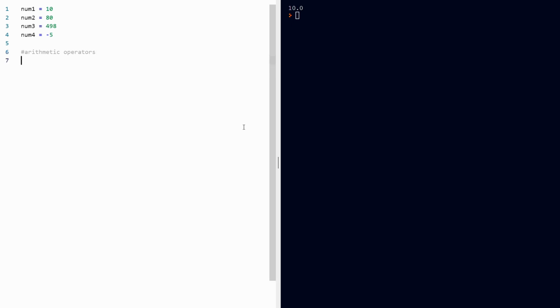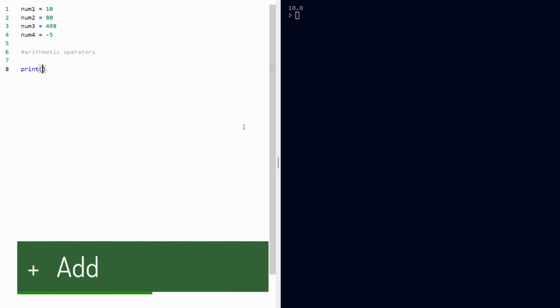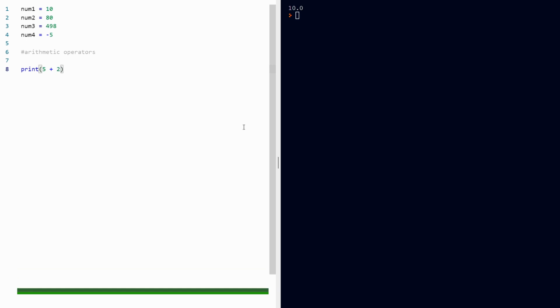So let's have a look at how this works. For each of these examples, I'm just going to use a print function. And to start with, let's just try adding two integers. 5 plus 2. Run it, and it outputs 7. I can also, of course, use the values that are stored in those variables up the top. So I could say print num1 plus num2, and that will work in just the same way.